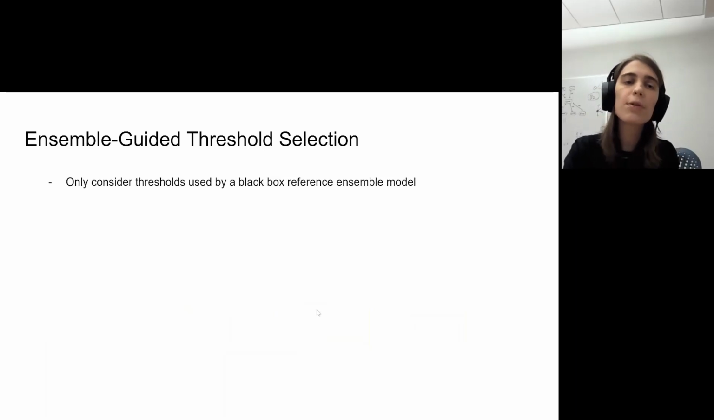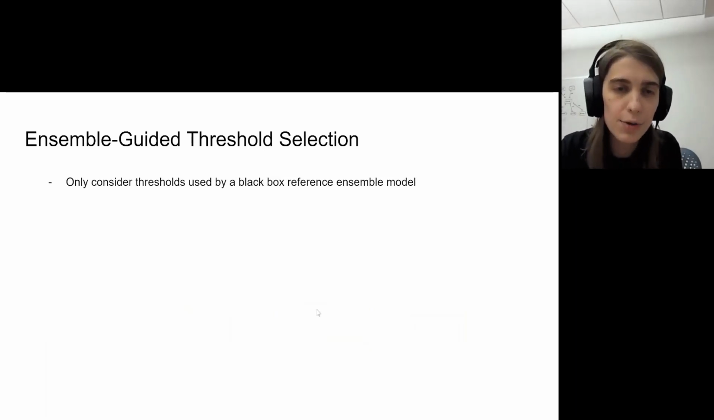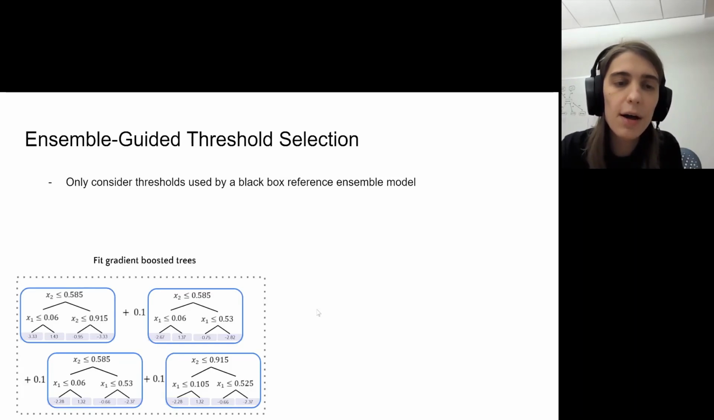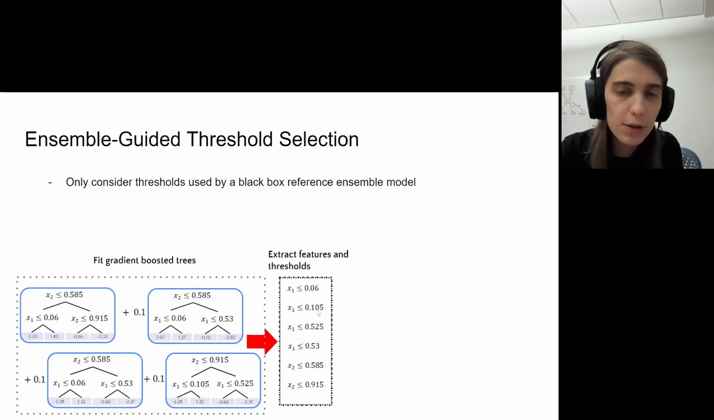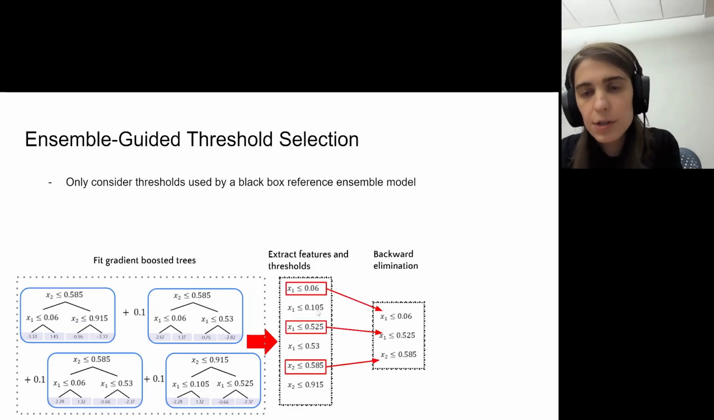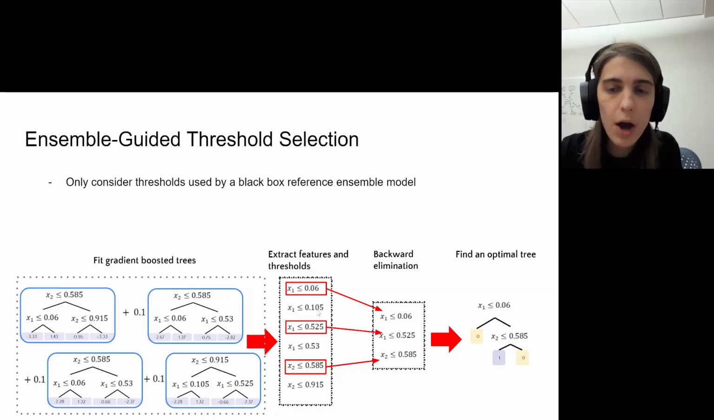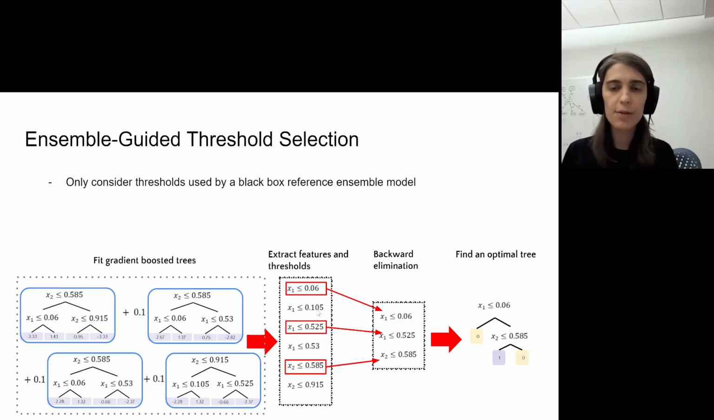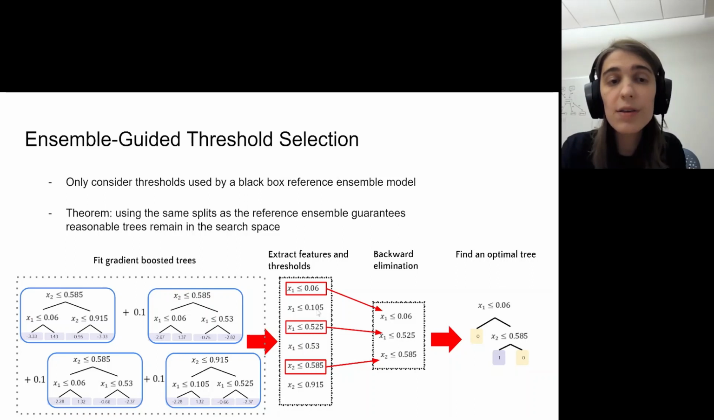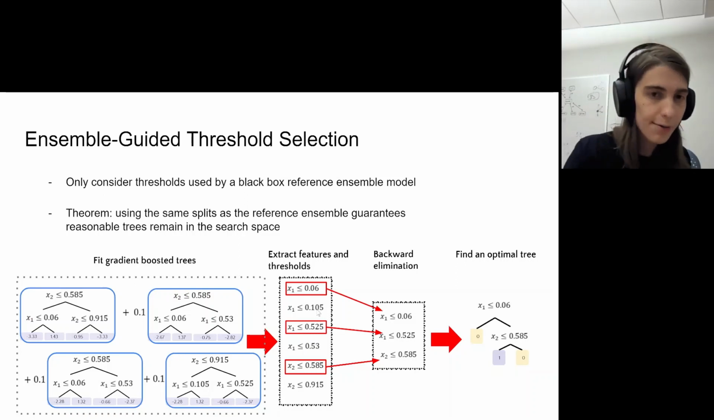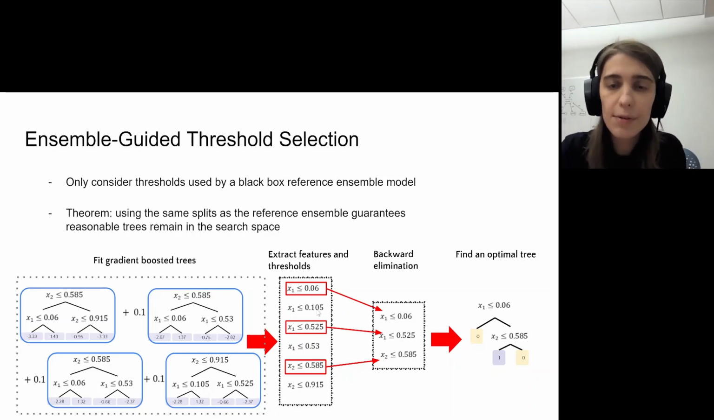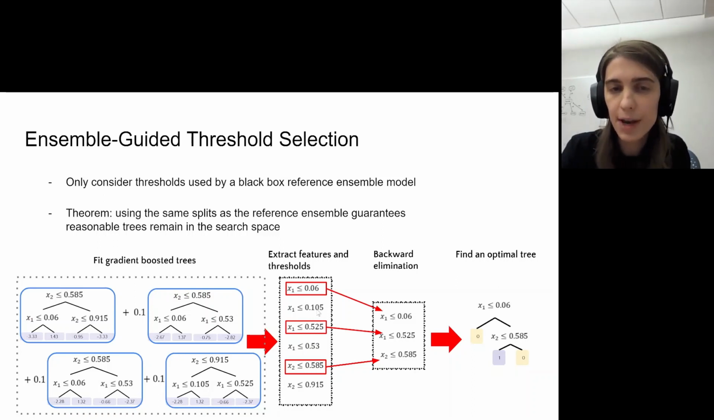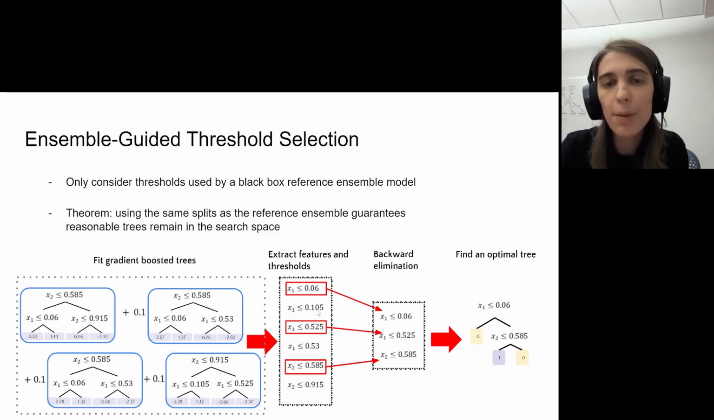And the way we do that in a principled way is to do ensemble-guided threshold selection. So we fit a gradient-boosted decision tree, and we only look at the thresholds that it uses. We just extract those features. We do some backward elimination to reduce the set a little further, and then we optimize using only these feature splits. So we only allow the optimal tree to search through the space of trees that make these splits in particular. When we do this, we still have theoretical guarantees, as are covered in our paper, that using the same splits as the reference ensemble gives reasonable trees remaining in the search space, particularly ones that are comparable to that ensemble.